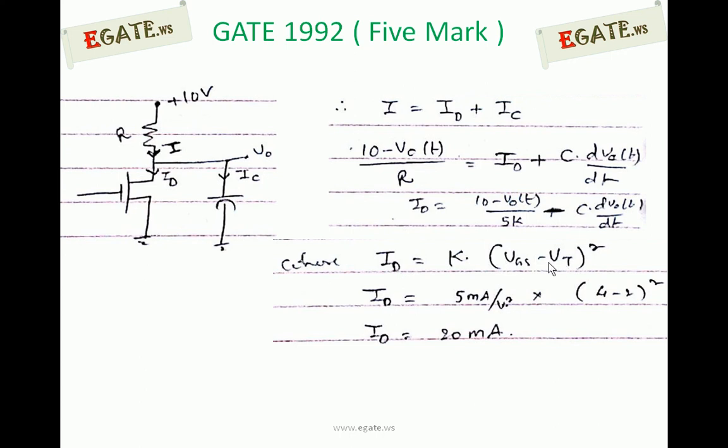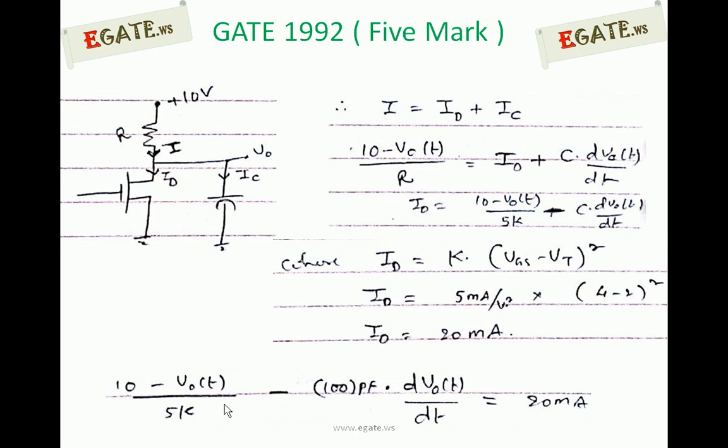So we know the saturation current equation for a MOSFET, that is K into VGS minus VT whole square, and K is given as 5 milliampere per volt square, VGS is given as 4, VT is given as 2. So this gives a drain current of 20 milliamperes. You can substitute the drain current in the above equation. It can be written as 10 minus V0 of t by 5k minus C, given as 100 picofarad, so 100 picofarad into dV0 by dt is equal to 20 milliamperes.